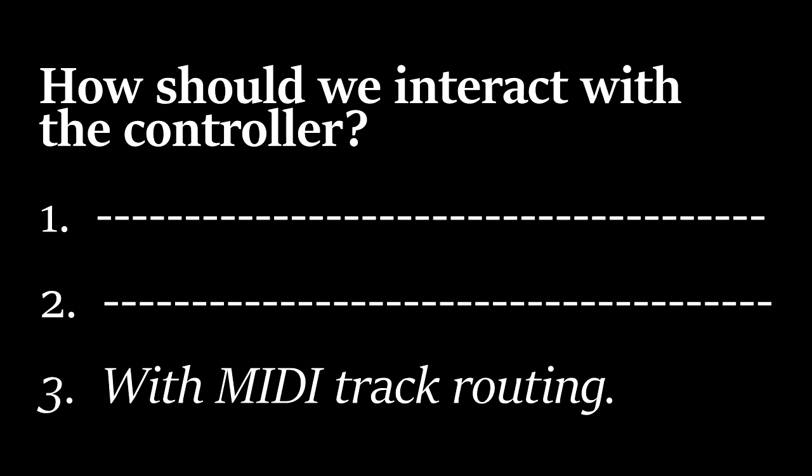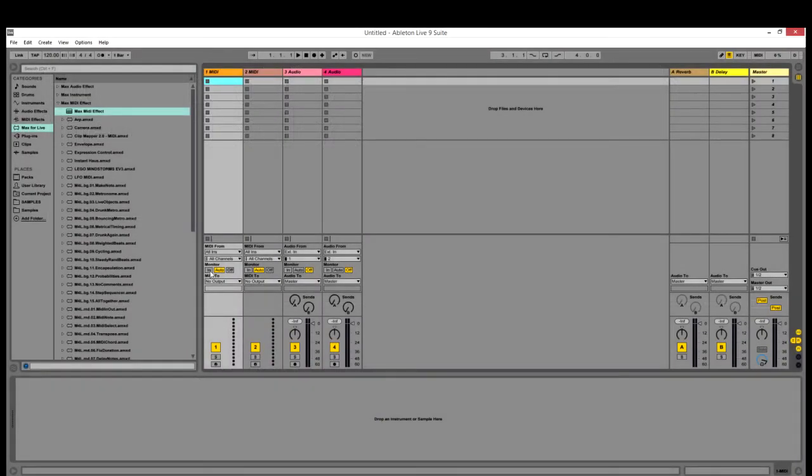So the only method that's going to work for this is by using a MIDI track to route MIDI data to and from the controller. So for this MIDI track, I'll set the MIDI to and MIDI from to the Launchpad Mini, and I'll set the monitoring state to in.